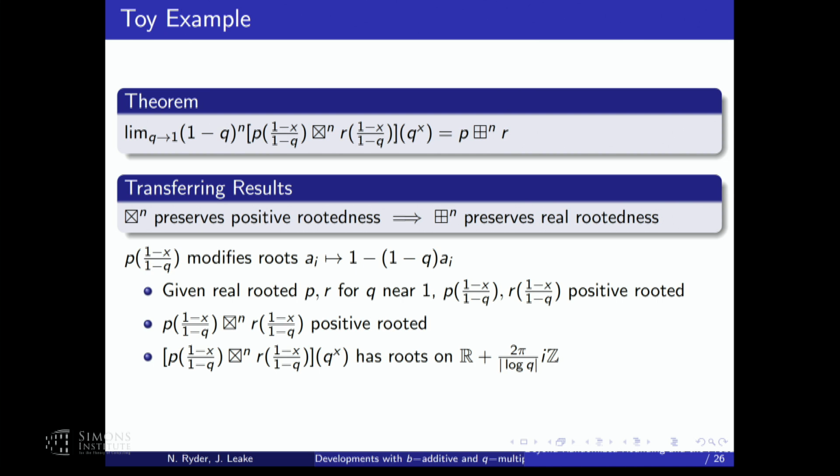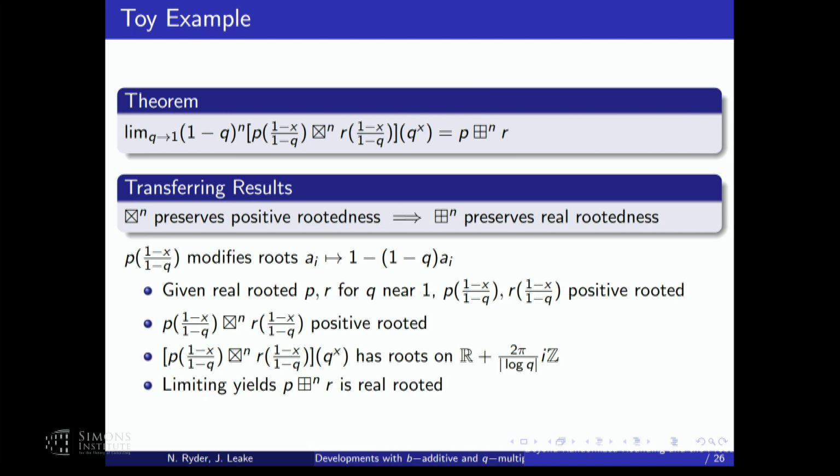So now what happens when I compose q to the x? Well, I have to be a little bit worried because I have infinitely many roots, but basically the band on which I have roots is growing large as q approaches 1. And this converges uniformly in compact sets, which we show. And so because this has positive roots, the roots of the thing that this converges to will also be real.